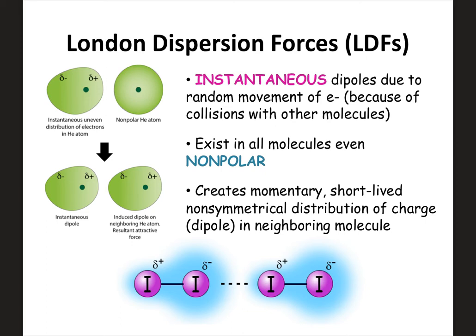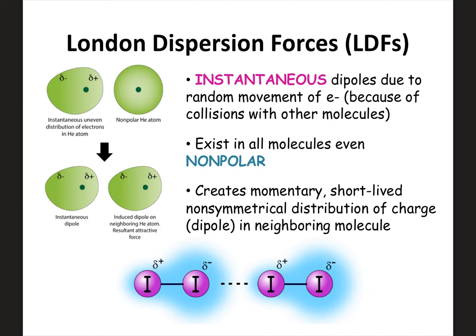So another easy example of this is if we were looking at one of the diatomics, like iodine. Randomly, due to collisions here, for whatever reason, more of the electrons shifted to the right side of this molecule, which makes this side slightly negative. And you can even see that the cloud of the electrons is more around the right side, which then makes the left side here slightly positive.